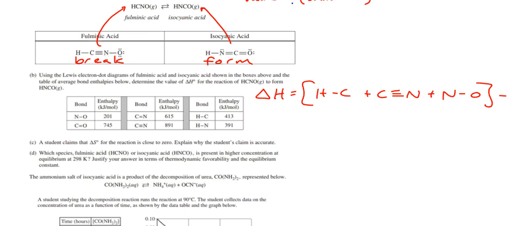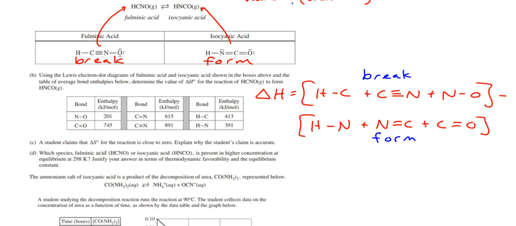So these are breaking the bonds. And now I need an H-N. I need an N double bonded C, and a C double bonded O. And I need to form those bonds. If you had two of one of those, you put a two in front, right? If you had two in one area, but we don't. So I'm going to just do the math for you. If you want to punch it in or you want to punch it in later, I'll do this for you. This side right here is 1505 kilojoules, and this side right here is 1751. Please, it's the whole thing, it's not just one.